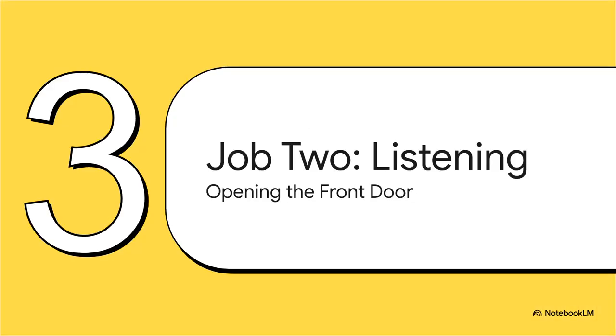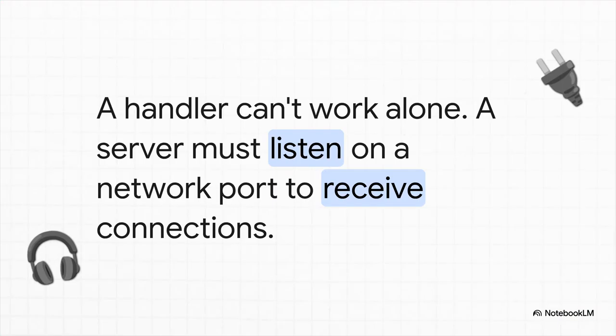Now let's move on to the second part of the puzzle, listening for connections. We've told our server what to say, but right now, it's just talking to itself in an empty room. We need to open the front door. You see, a handler function on its own can't do a thing. It's ready to go, but it's totally cut off from the outside world. To actually connect it to the internet, we have to tell our program to listen on a network port.